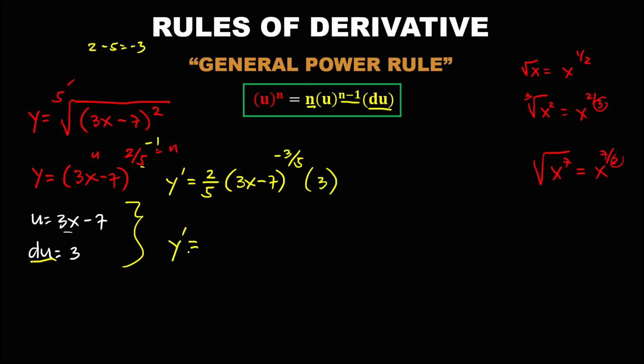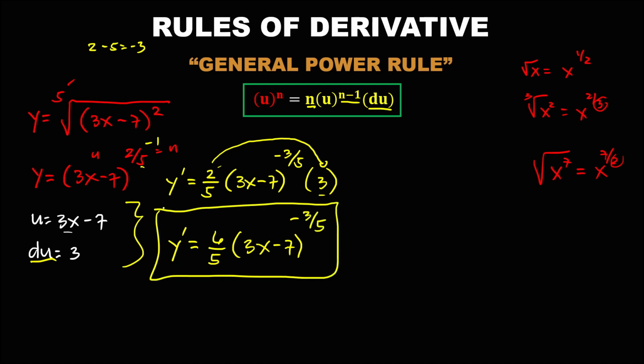Then we have y prime equals, so multiply this 2 over 5 times 3. So just multiply this 2 and 3. So 2 times 3 is 6. Then copy the denominator 5. Then times the quantity of 3x minus 7 to the power negative 3 over 5.